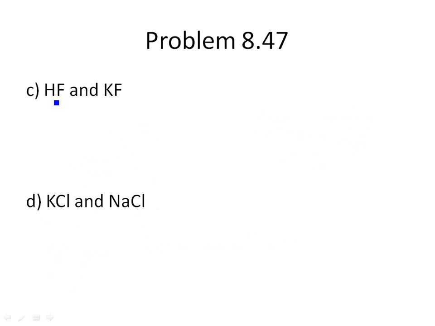HF, hydrofluoric acid, this is a weak acid, and this is its salt. So the hydrogen, once again, has been replaced with the potassium metal, which makes the potassium fluoride salt. So this would also be a buffer.